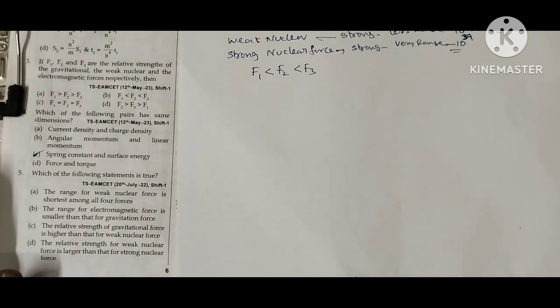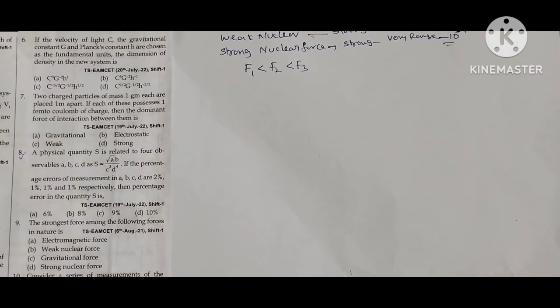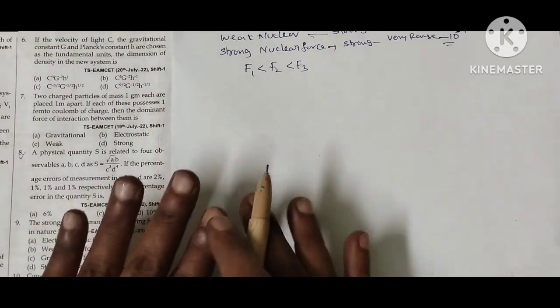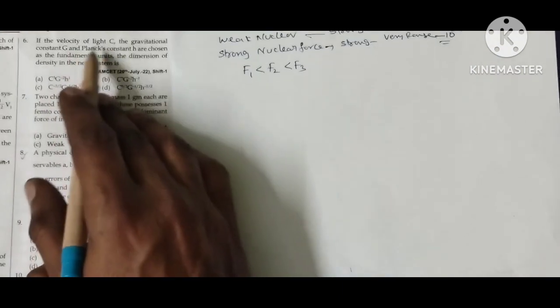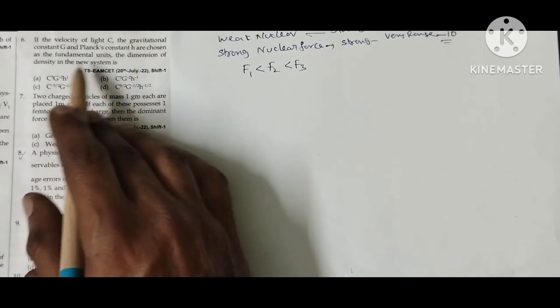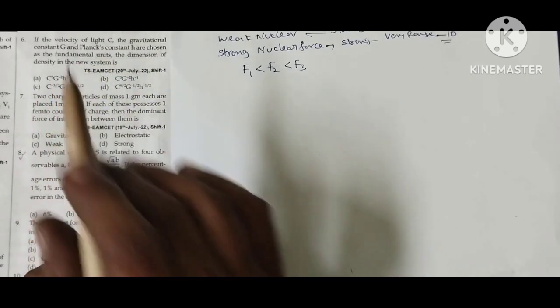Next will be question number 6. If the velocity of light c, gravitational constant G, and Planck's constant h are chosen as the fundamental units, find the dimensions of density in the new system. This will be an IP question, that means from the intermediate point of view. They will ask this question. We have a very easy method. First of all, you have to know the dimension formulas of the velocity of light, the gravitational constant and Planck's constant. You have to find the dimensions of density.